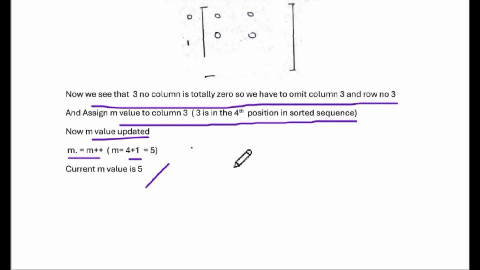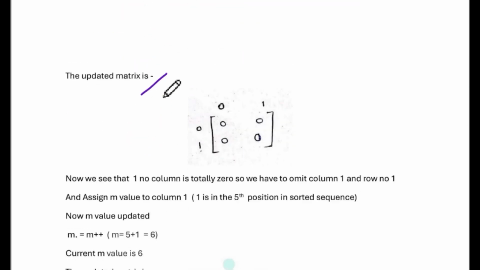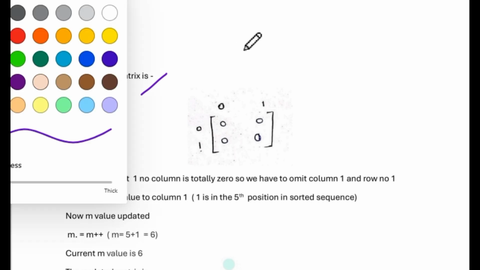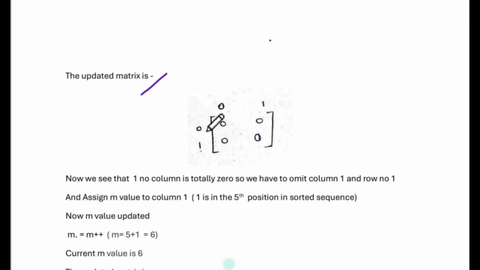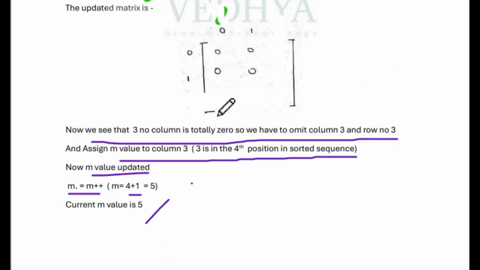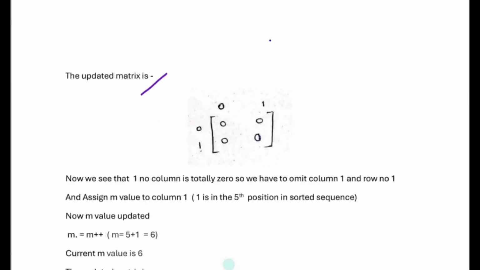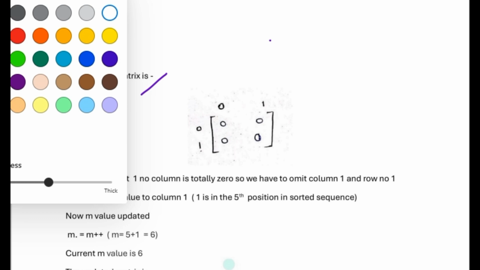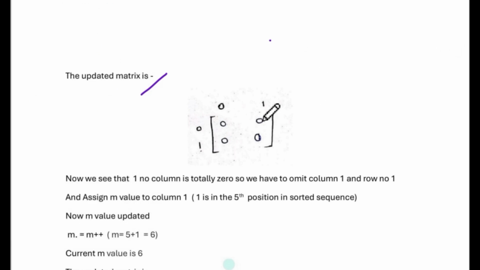Now what is the updated matrix? The updated matrix is 0, 1 and 0, 1. Both are 0, so we can discard any of them. As we move from left to right, we choose by precedence order, so we omit 1. You may choose 0 also, but we choose by left precedence, higher precedence.